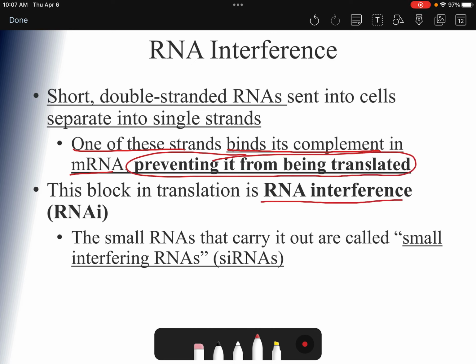So that's why we call this RNA interference, because it lays down that short little piece of RNA and blocks it. It binds to it, and so it cannot be translated into the protein. Transfer RNA can't come and attach to it and bring the correct amino acids to make that protein. And the small RNAs that do this are called small interfering RNAs, or siRNAs.